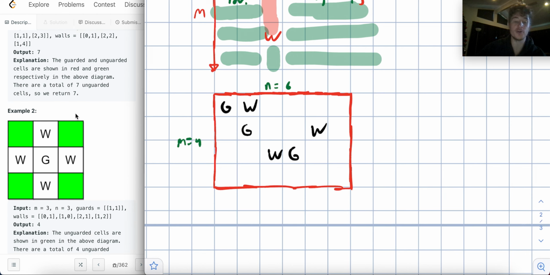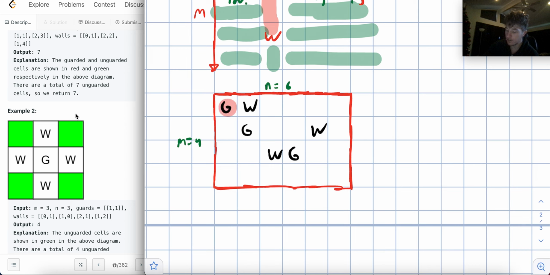Okay, so we're trying to find the total number of unoccupied cells. Well, what would be the easiest way to do this? I think the most intuitive thing, thinking about this logically, is that we want to find the cells that can't be seen. Well, then let's figure out what cells can be seen. So what is this guard going to contribute to the system?